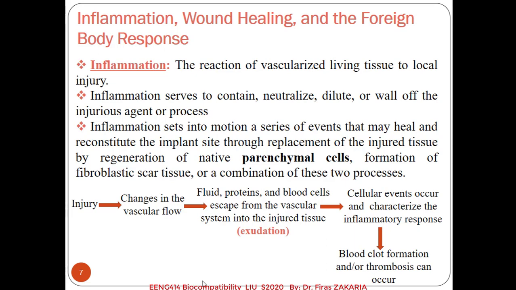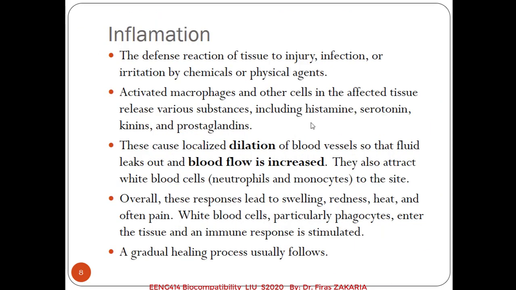Okay, for example, هذه the process يلي حتصير in the inflammation. So these responses lead to swelling. هلا هون شو العلامات الانفلاميشن؟ شو حيصير عنا هون مثلا بالجرح لما بيصير في انفلاميشن؟ حيصير في علامات اكيد، حيكون في swelling، حيكون في redness, heat and pain. هذا الشيء اكيد ممكن يؤدي لسخونة بالجسم و often pain.